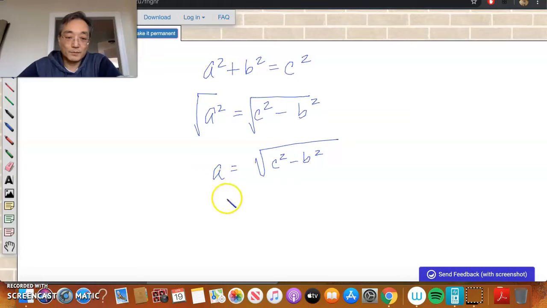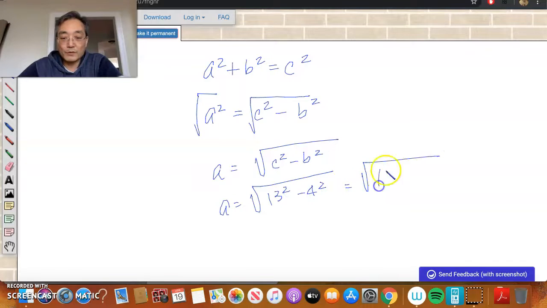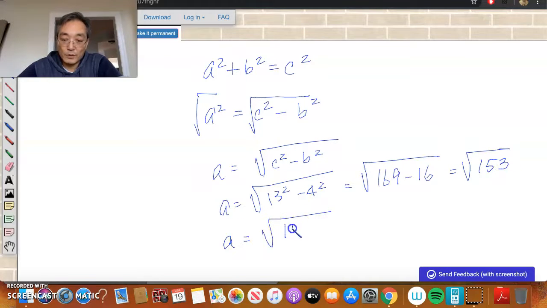So A is equal to the square root of 13 squared minus 4 squared. And that's going to give us the square root of 169 minus 16, which comes out to the square root of 153, I believe, right? So 153. Okay, and let's type that in.